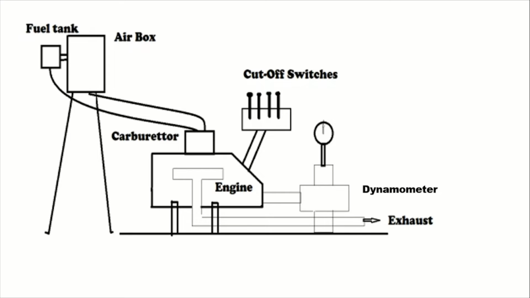It consists of running the engine against the dynamometer at a particular speed, cutting out the firing of each cylinder in turn and noting the fall in brake power each time, while maintaining the speed constant. When one cylinder is cut off, power developed is reduced and the speed of the engine falls. Accordingly, the load on the dynamometer adjusts so as to restore the engine speed.